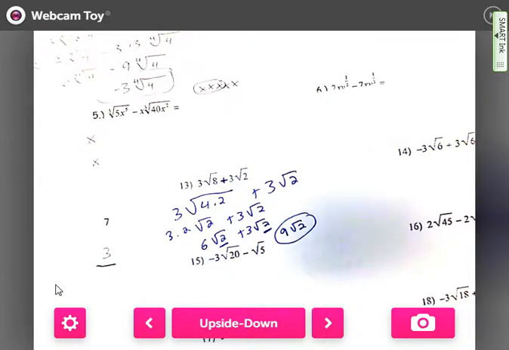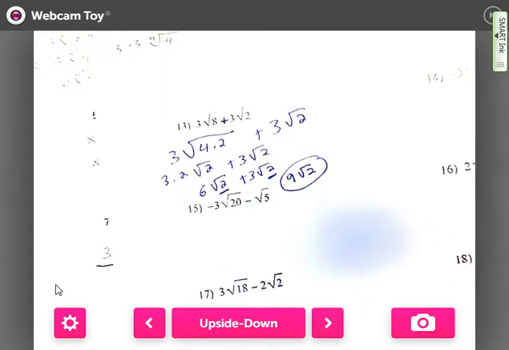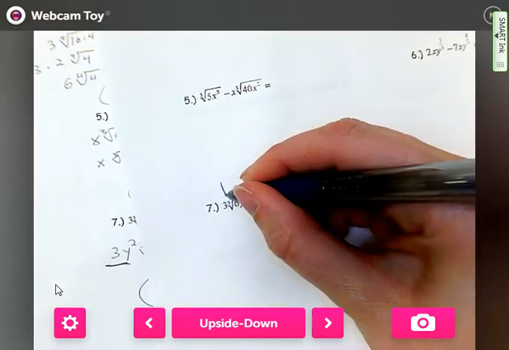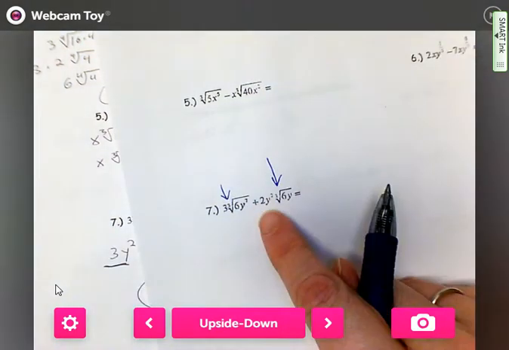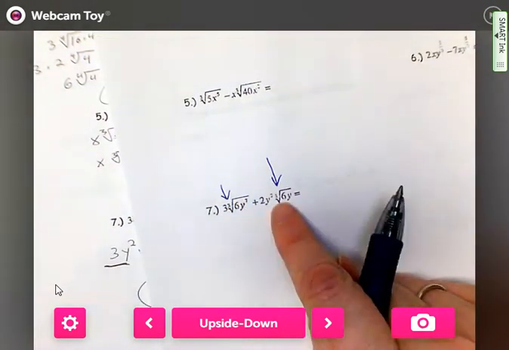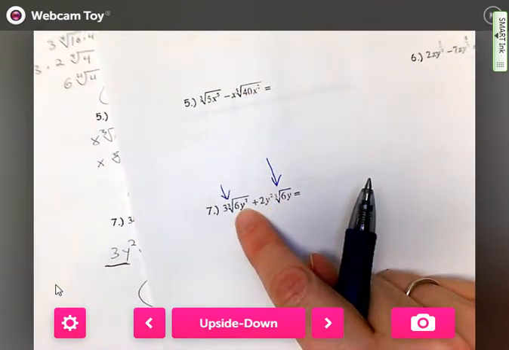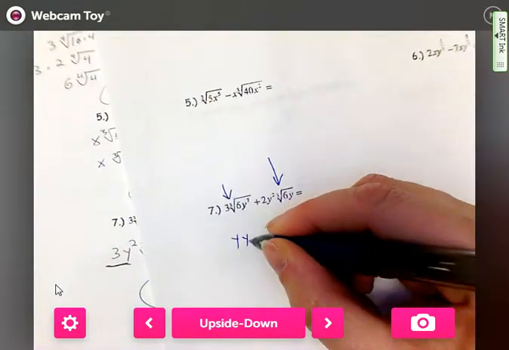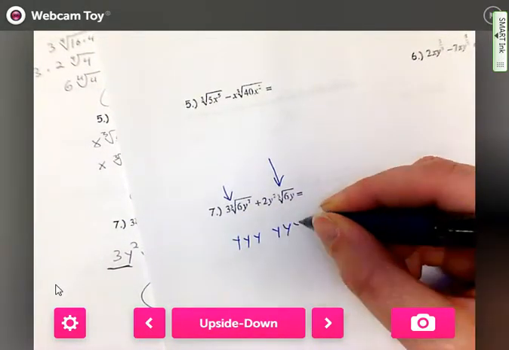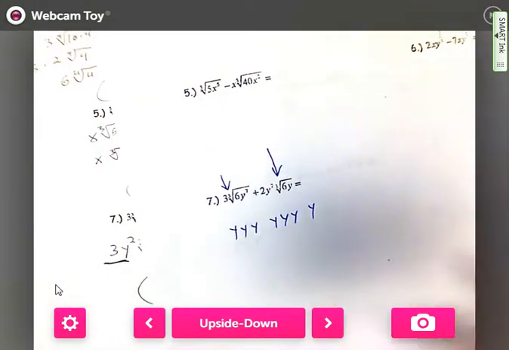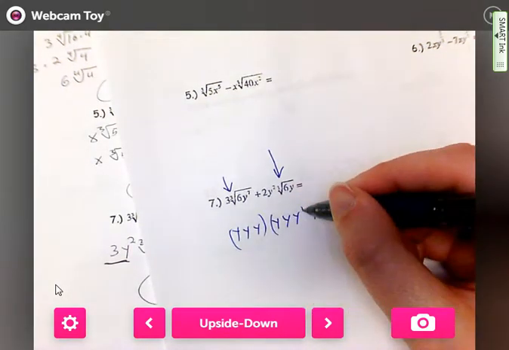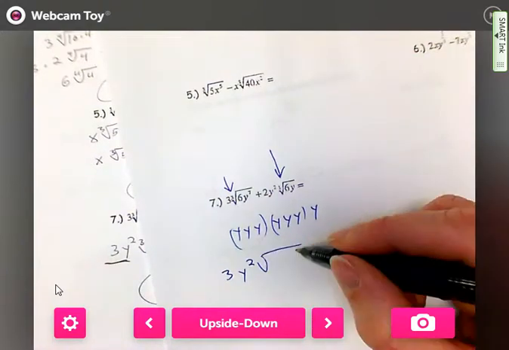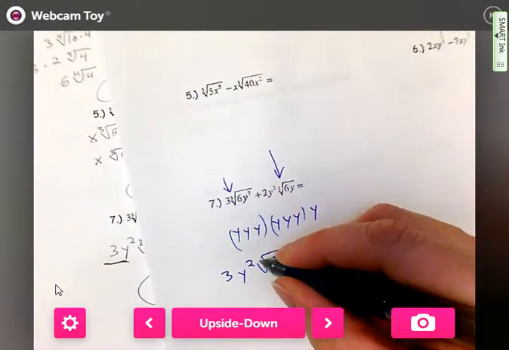Let's look at number 7 on here. These are both being taken to the 3rd root, but this says 6y to the 7th where this says 6y. So this means if I have 7 y's, I have 2 groups of 3. So I can say 3y squared on the outside, and I'm still left with 6y on the inside.